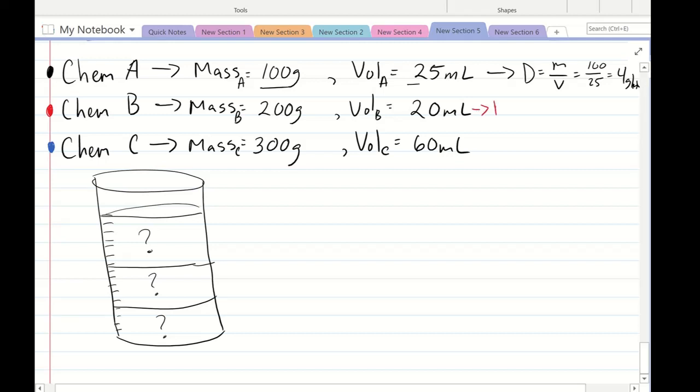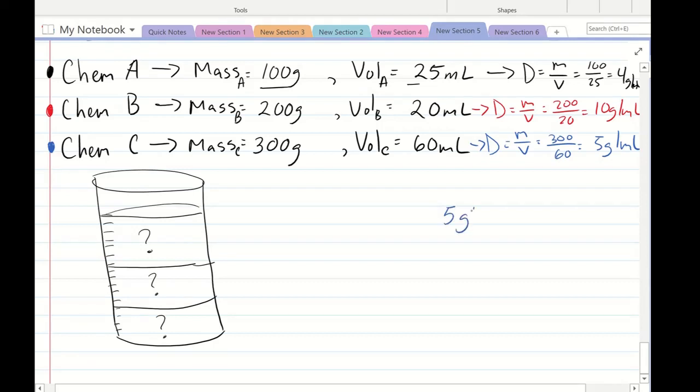Red chemical. Density equals mass over volume. 200 divided by 20 gives us 10 grams per milliliter. Last one, blue chemical. Density, mass over volume. 300 over 60 gives us 5 grams per milliliter, right? Now we're going to put them in order, right? So we have the blue one is 5 grams per milliliter, the black one is 4 grams per milliliter, and the red one is 10 grams per milliliter.